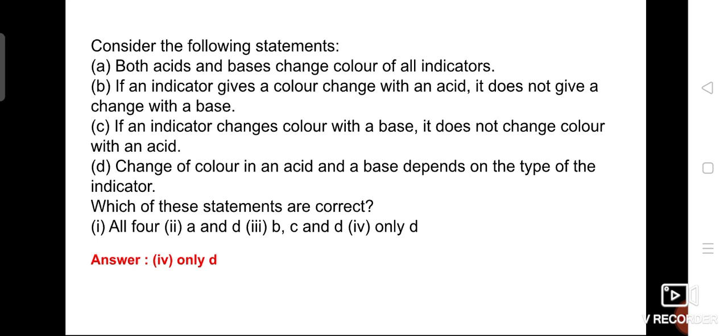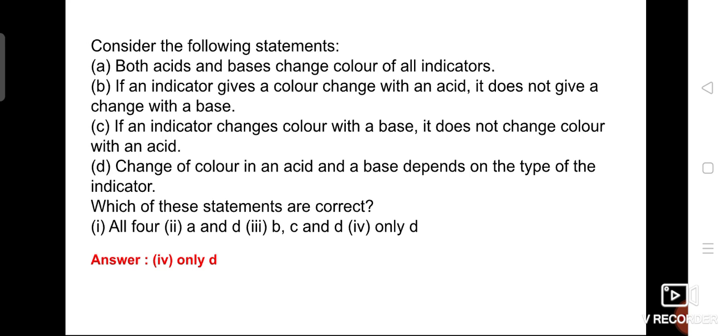But here it was given that if an indicator gives a color change with acid, it does not give a change with base. Is it true? No, that is totally false. And third, if an indicator changes color with a base, it does not change color with an acid. This statement is the reciprocal of the above one, vice versa. So this is also false.